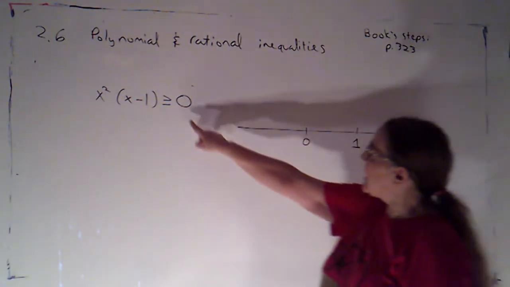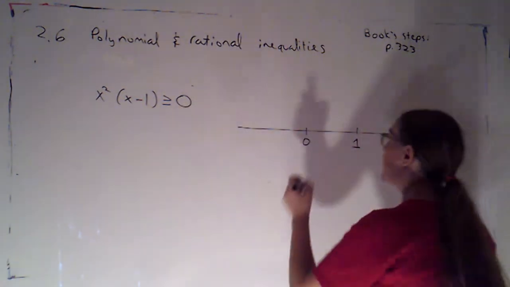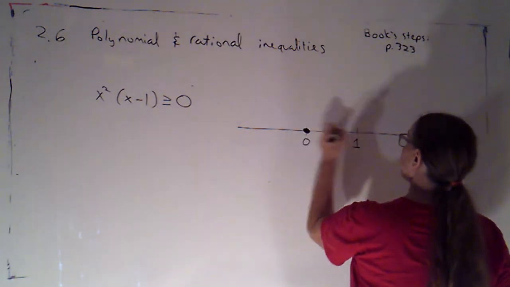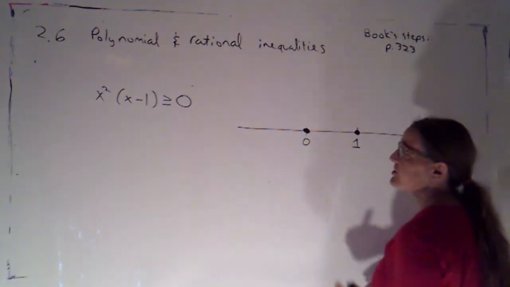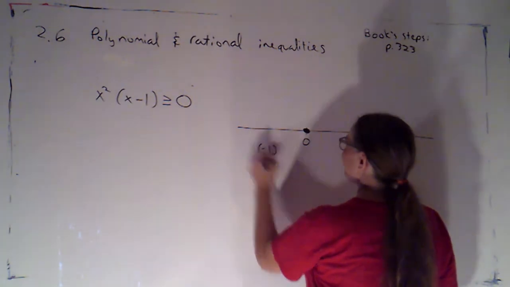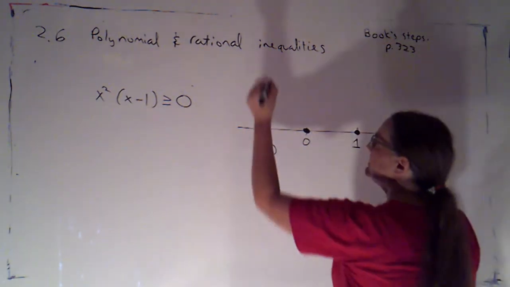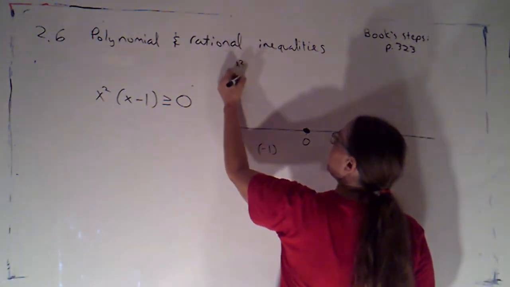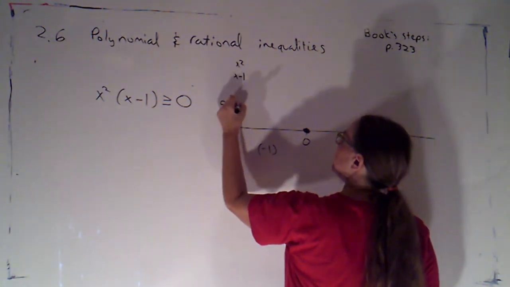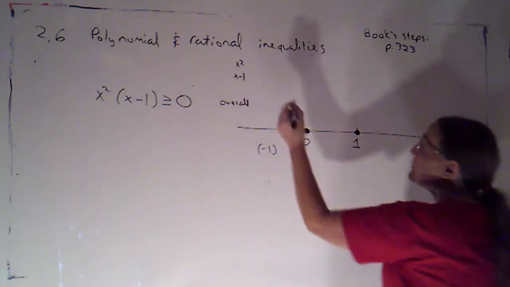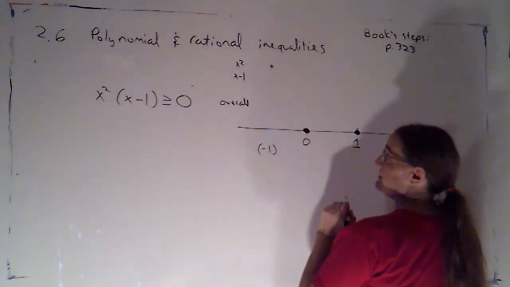Okay, because this is an inclusive inequality, I would include those boundary points, and then I would just test some test numbers. So if I plug in -1, let's see, we're plugging into x squared, x minus 1, and then getting the overall sign. So the x squared is always going to be positive.